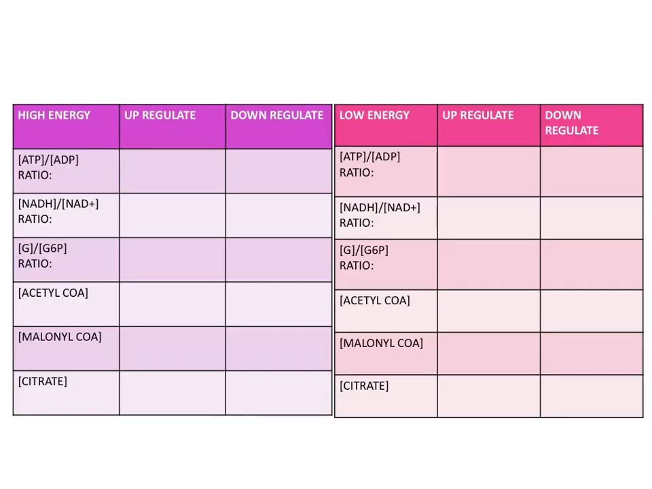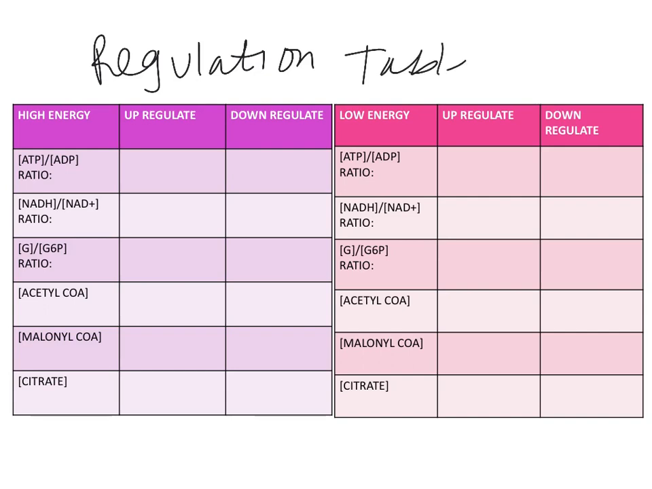All right, these are one version of what sometimes we refer to as the regulation tables. And these are just a good way to practice and organize the information in your head. So you have a high energy table, a low energy table, the ratios that are considered high and low energy, and then these would be the pathways that are upregulated and downregulated in high energy and low energy. These are tables that you can fill out as you're going through and studying.